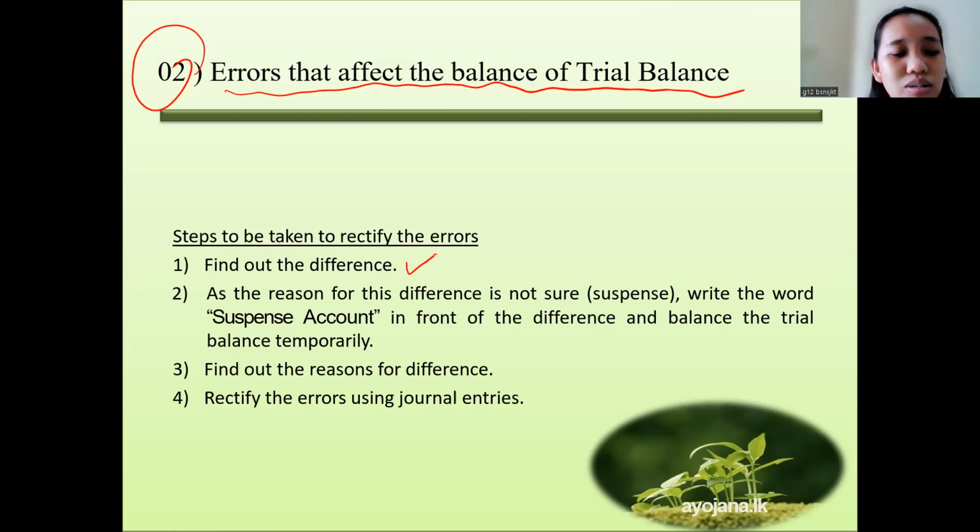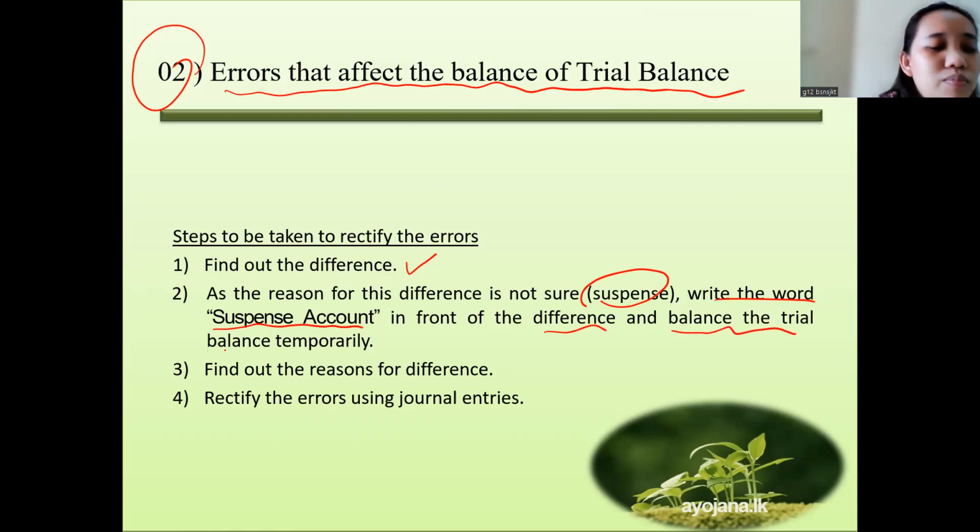After that, as the reason for this difference is not sure, we don't know that yet, write the word suspense account in front of the difference and balance the trial balance temporarily. So the difference, we put the suspense account on that account, either on the debit side or on the credit side. Number 3 is find the reason for the differences. After you find the differences, now it's time for us to correct the entry and delete the suspense account. So number 4 is rectify the errors using journal entry.